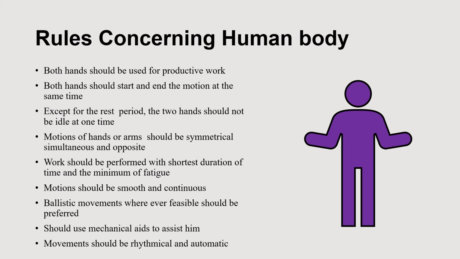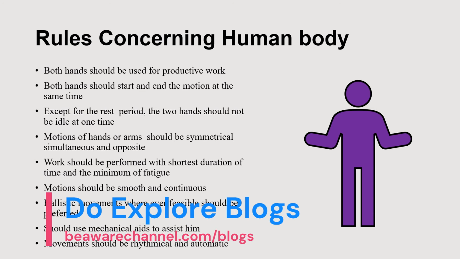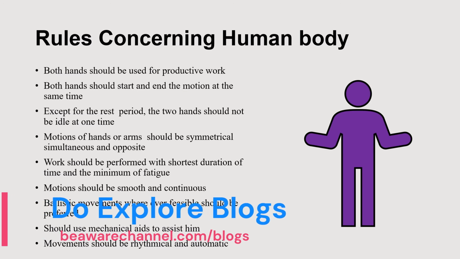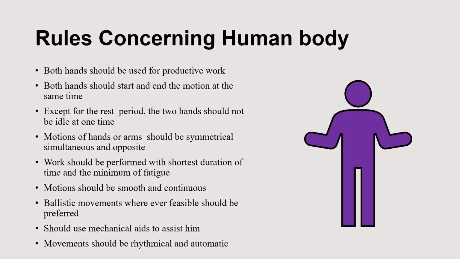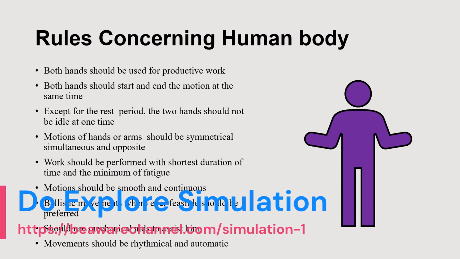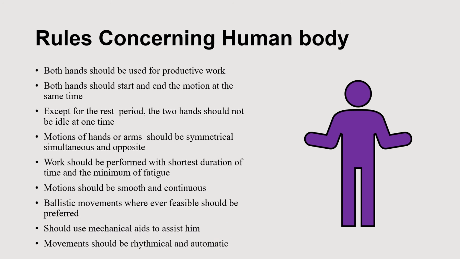Both hands should be used for productive work. Both hands should start and end the motion at the same time. Except for the rest period, the two hands should not be idle at one time. Motions of the hands or the arms should be symmetrical, simultaneous and opposite. Work should be performed with the shortest duration of time and the minimum of fatigue. Motion should be smooth and continuous. Ballistic movements, wherever feasible, should be preferred. The operator should use mechanical aids to assist him, and the movements should be rhythmical and automatic. So these are the set of rules which need to be considered for the human body.